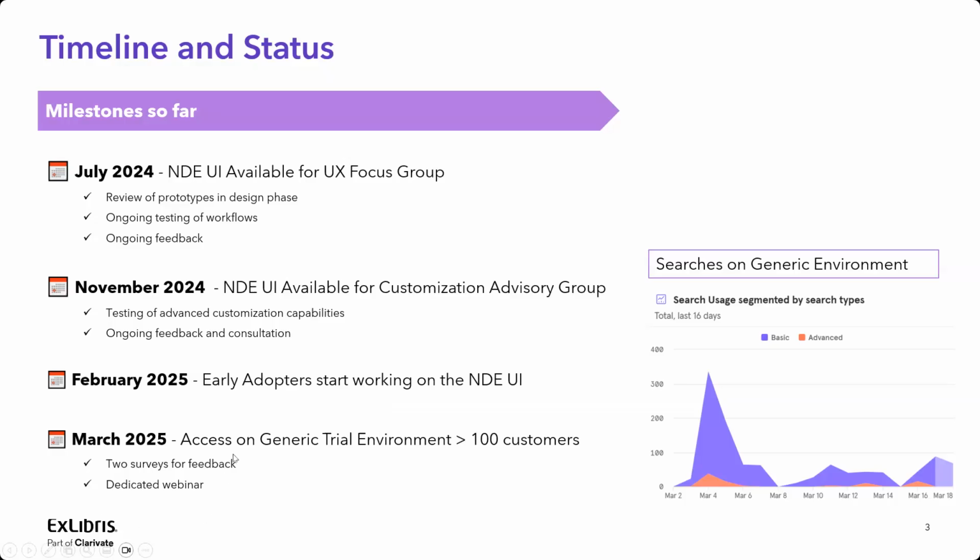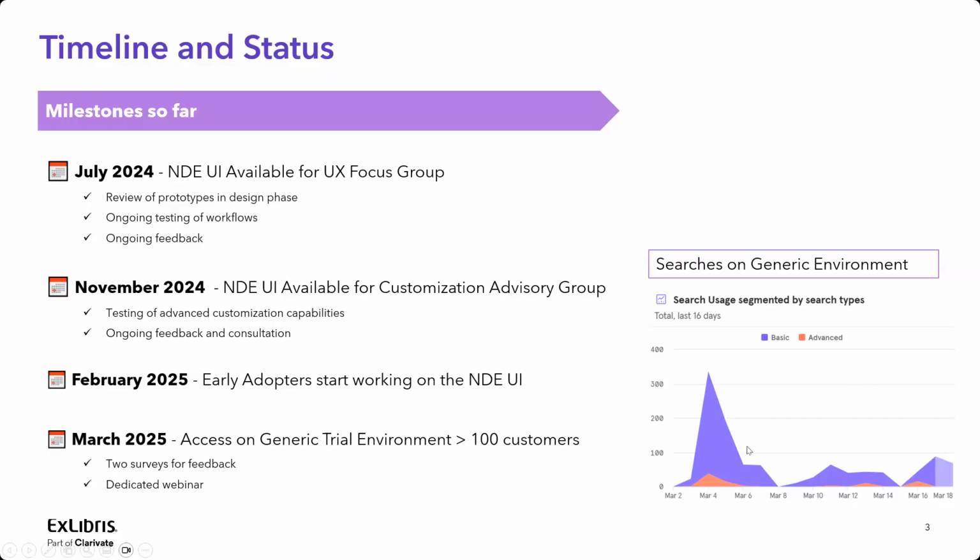In March, a couple of weeks ago, we provided access to a generic trial environment. This is a front end only access. The purpose of this access is to see what the NDE looks like, and that is going to help with the planning. A little more than 100 libraries have access to this generic environment.